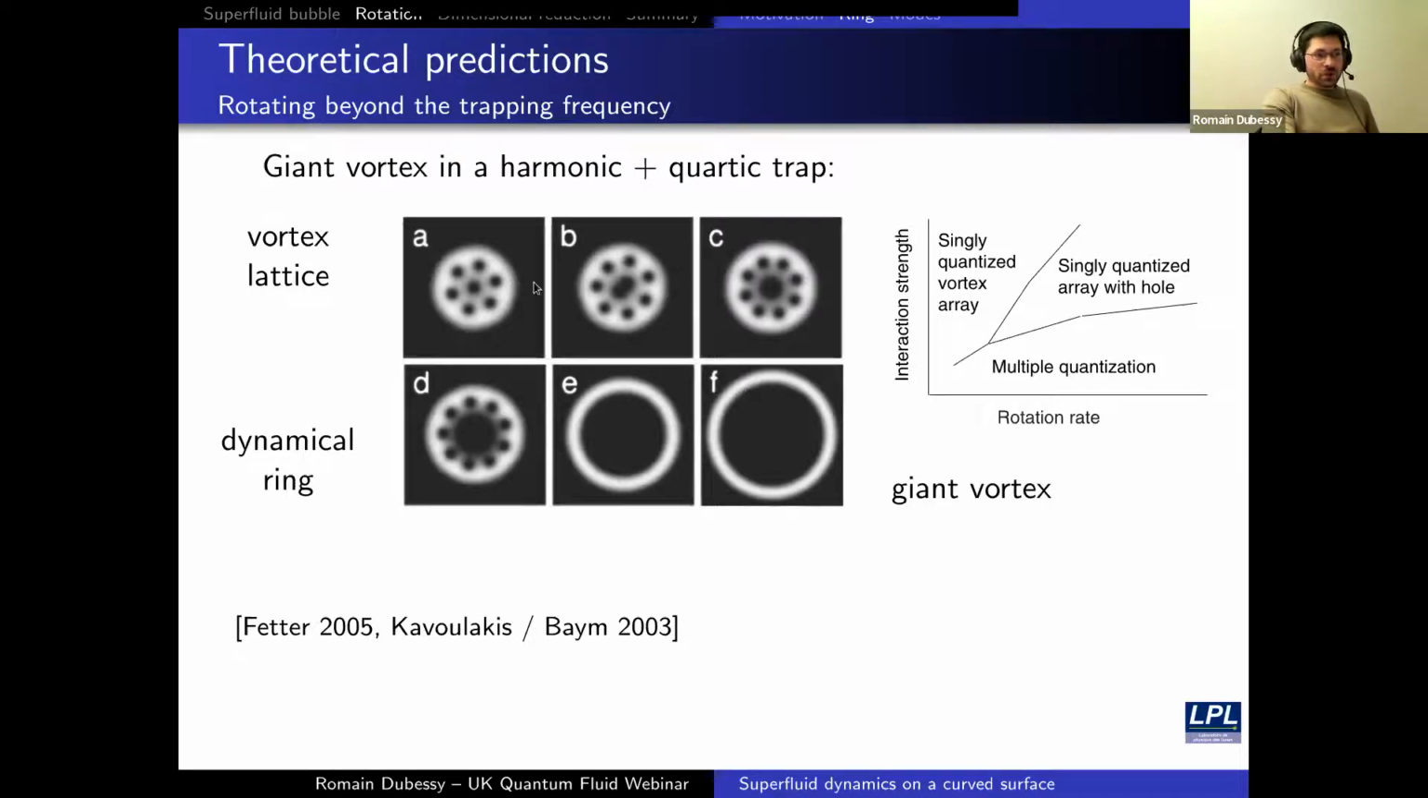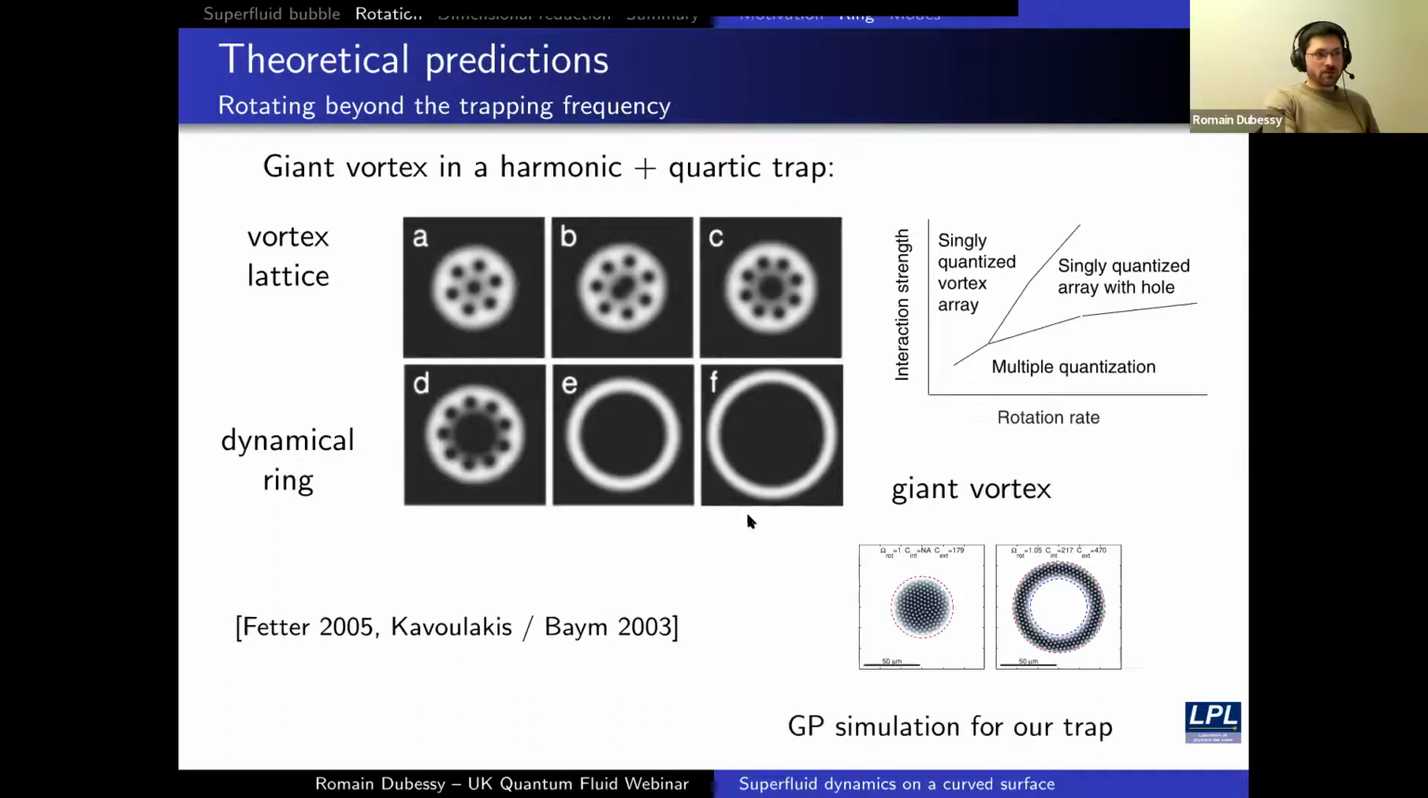So these simulations were done for very small atom numbers at the time, and if we do the same simulations for our parameters, with a large different trap and a large atom number, we get more of a transition like this. So from, in principle, an Abrikosov vortex lattice to a central hole that can be fairly large, but still a system where we expect the atoms to form a ring, and inside this ring, we expect to see many vortices. And this is what we call the dynamical ring.